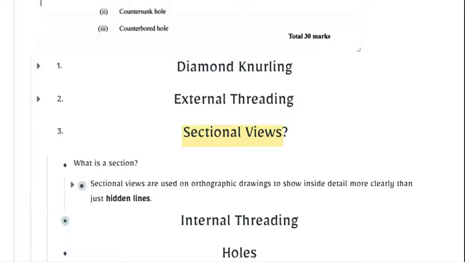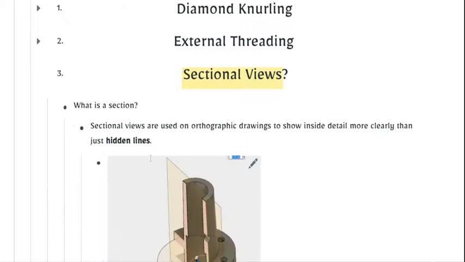What if you want to draw or make that component? Just using hidden details wouldn't tell me what is there. So we use sectional views to look at that part of the object that has hidden details and explicitly draw what is there. Does that make sense? Let me give you an example.